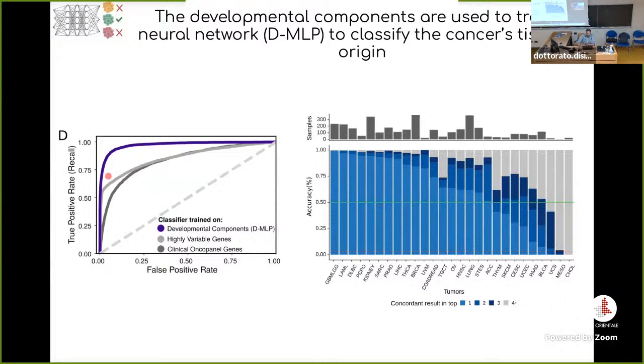When we then compare the results of the macro average of the accuracy of our algorithms to the 2 benchmarks that I mentioned before, that are defined either by the highly variable genes, so the genes that vary the most, taking into account the 11,000 samples in the training cohort, or the clinical oncopanel genes, which represent a list of genes that are usually screened in different commercial kits that are available in American hospitals. And so the information captured by the developmental deconvolution is higher than the one captured either by variability or by the clinical standard.